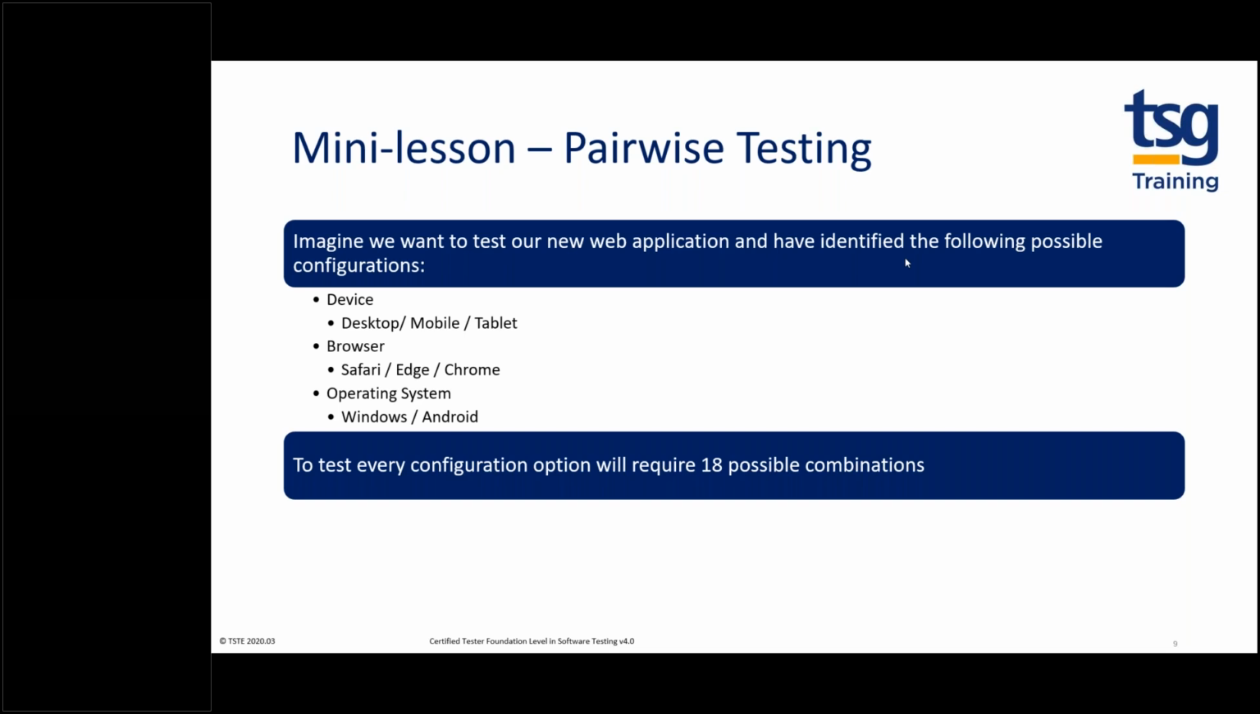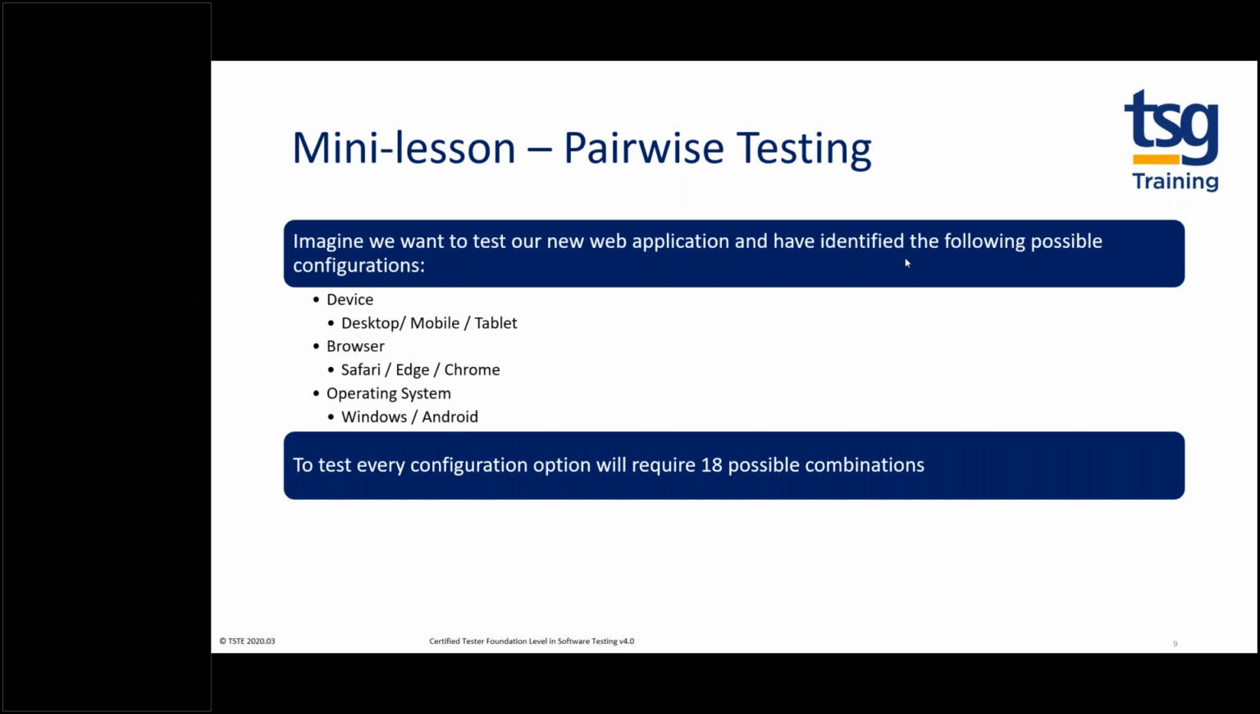So if we were doing some configuration testing and we had a new web app and we knew that the basic configuration options were, we've got 3 types of device, we're working on desktops, mobiles, and tablets, 3 browsers, and 2 operating systems. Now, if we were to test this to exhaustion, if we want to do every possible combination, now I'm using a relatively small example here, but even in this instance, if I wanted to test every configuration option, then there are 18 different scenarios I'd have to test.